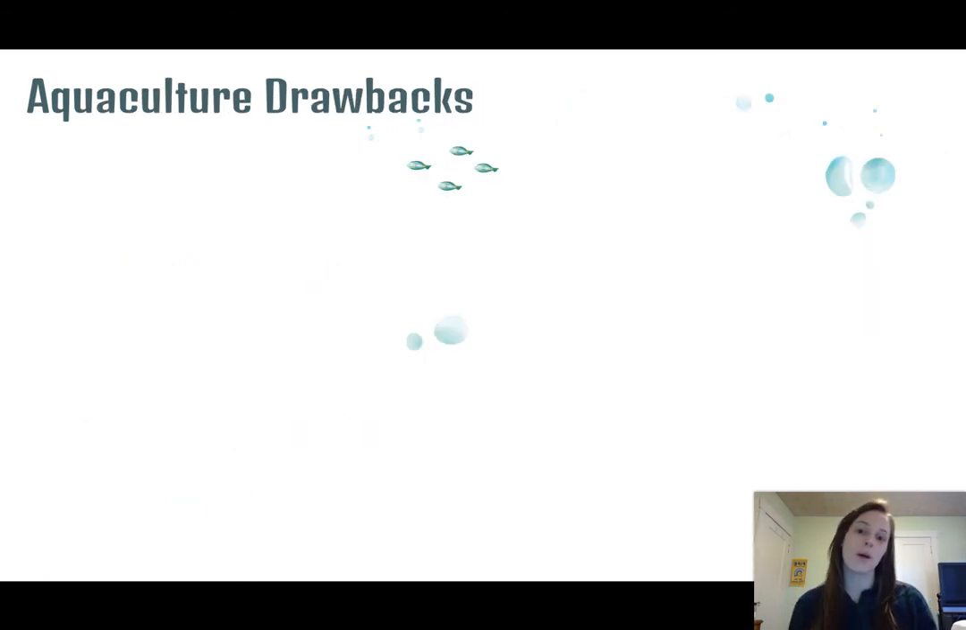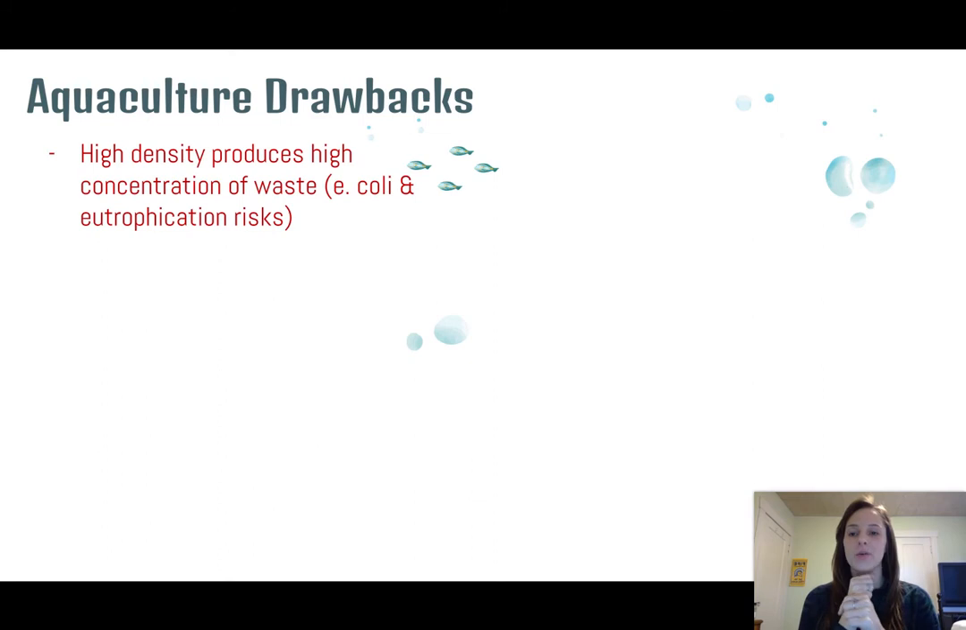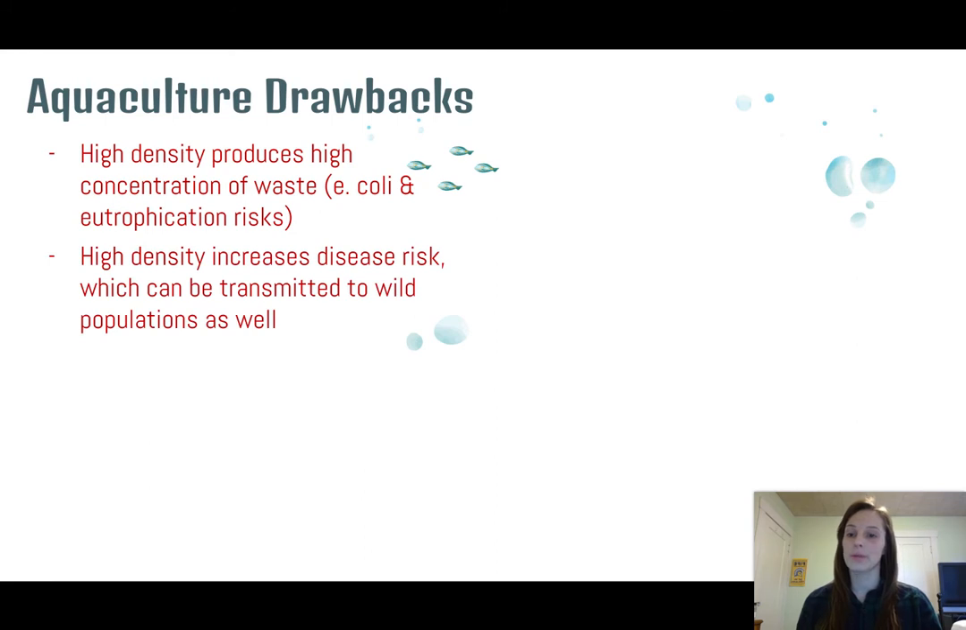So now we're going to talk about some drawbacks. The first part is going to be very similar to what we saw with land agricultural farming. We are going to have a high density of waste produced by these organisms. And the risk that comes with that waste is E. coli, but also eutrophication, especially because they're in the water. Eutrophication can occur from this waste and the high nitrogen levels, which leads to algae bloom and all those problems. So waste is going to be a problem.